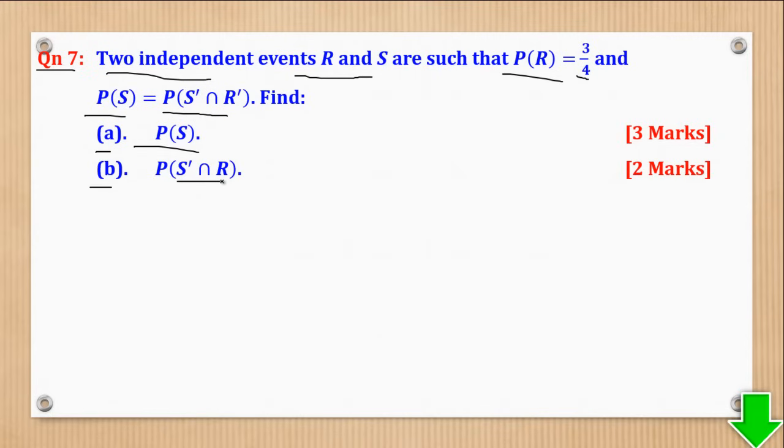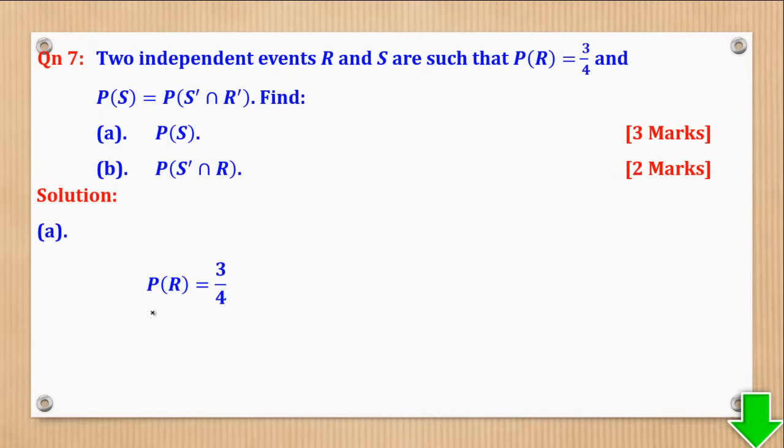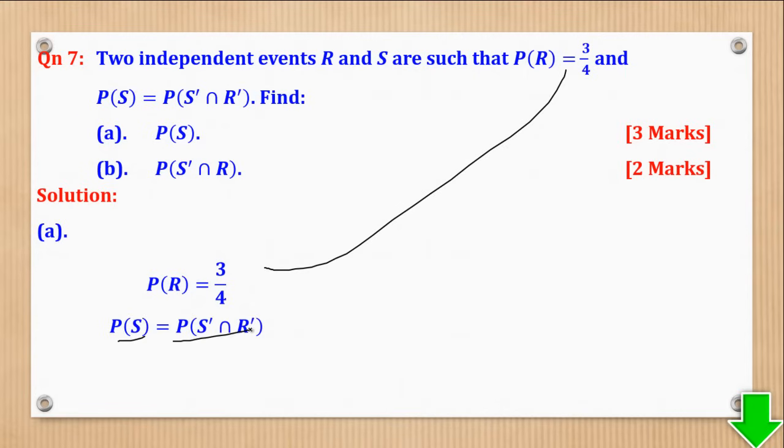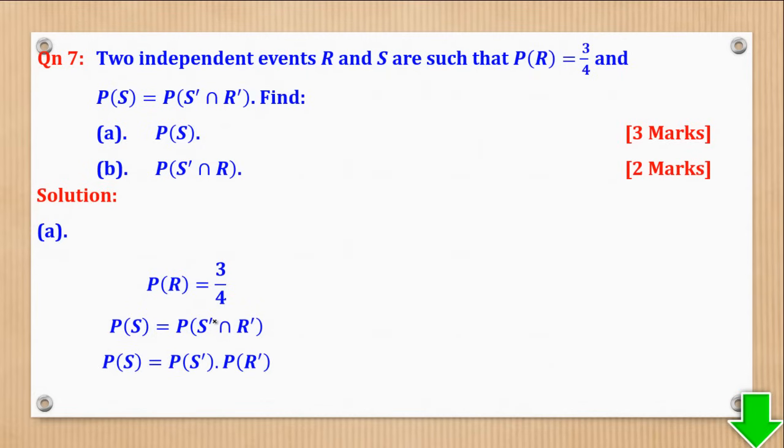probability of R only. So for part A, we shall see that first of all, we are given probability of R is that. And probability of S is equal to probability of S complement intersection R complement. Now, if events are independent, their complements must also be independent. If you know that, you can still use it. These are independent, meaning their complements should also be independent.